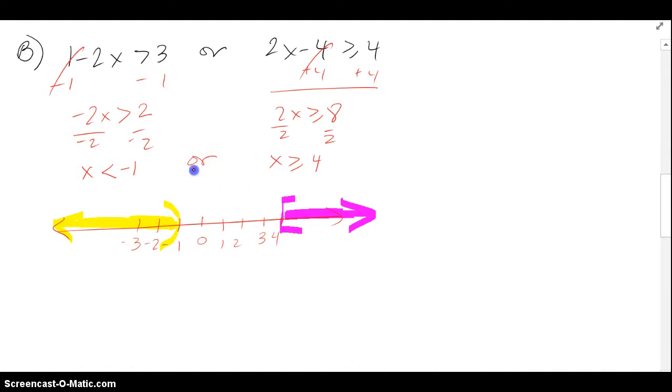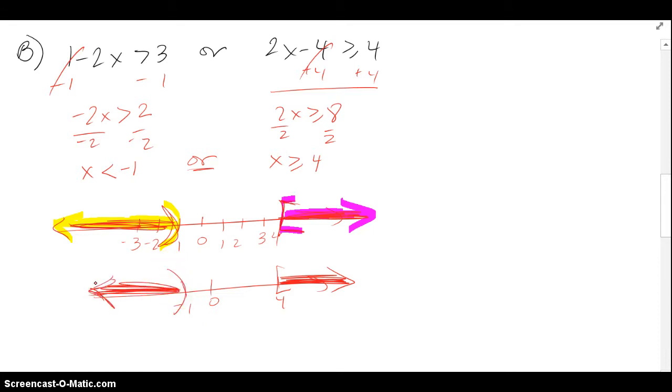So since the problem is an OR problem, the solution could be here or here. Both pieces are okay. So the final graph would be basically from 4 to the right and from -1 all the way to the left. That would be my final graph. In set notation, we would have x such that x is less than -1, so the first piece, or x is greater or equal to 4, which is the second piece.